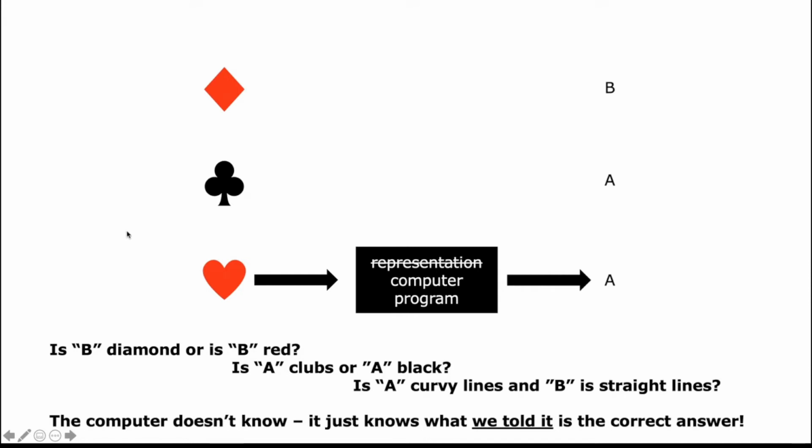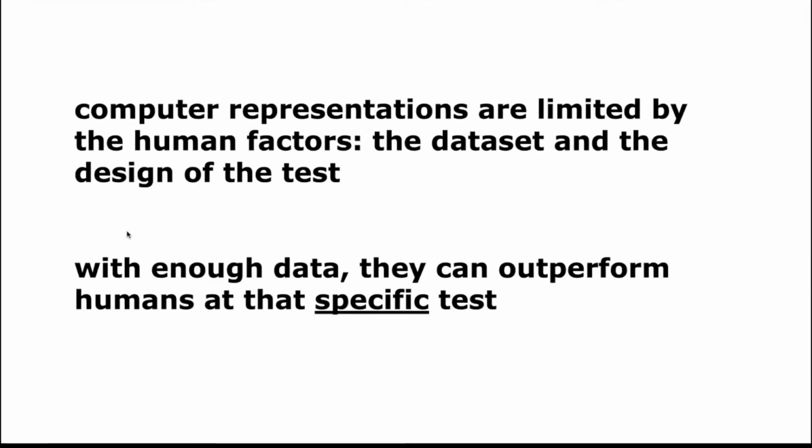The computer doesn't know. It just knows what we told it, which I think thinking about it in this way really highlights some of the limitations of AI, and also gives you good examples of what you can use it for. So fundamentally, computer representations are limited by the human factors, the data set and the design of the test. But the good news is with enough data, they can significantly outperform humans at that specific test.